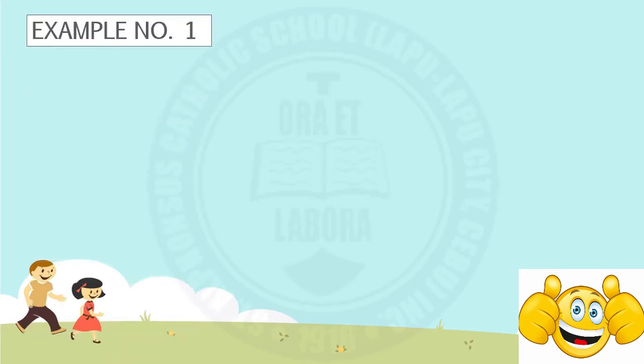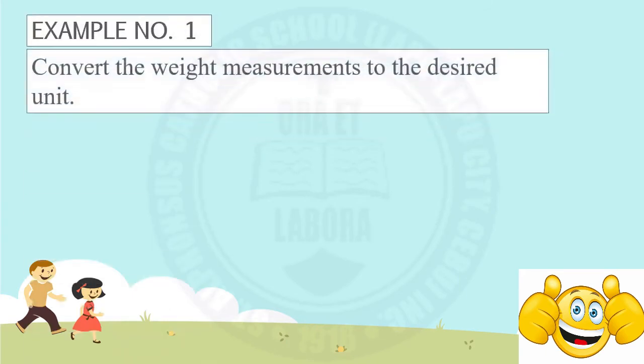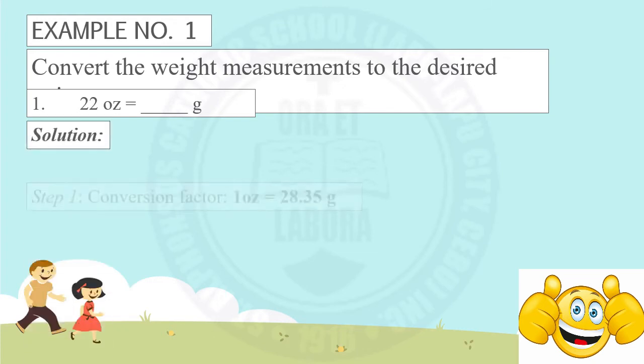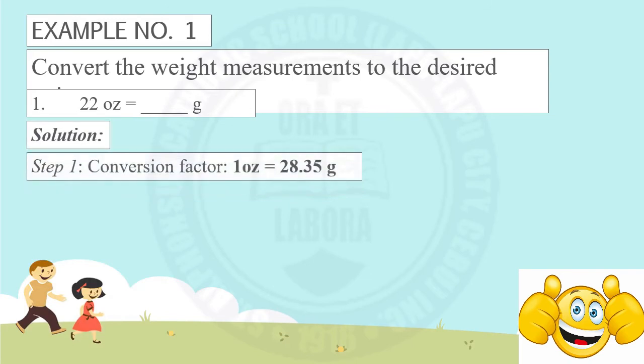Example number 1. Convert the weight measurements to the desired unit. 1. 22 ounces is equal to how many grams? Let's solve. Conversion: 1 ounce is equal to 28.35 grams. Remember, 1 ounce is equal to 28.35 grams.